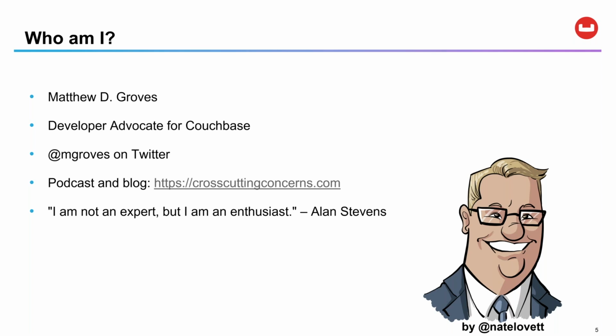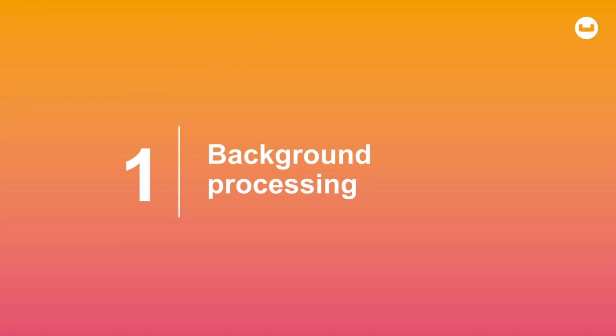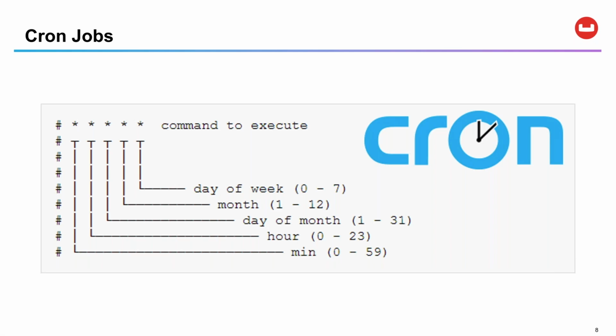All right, let's get on with it here, background processing. So let's go way, way back to the early computing days, and we'll talk about Cron. So Cron is time-based scheduling. Cron is a Unix command. In Windows, the equivalent is a scheduled task, and cloud providers have similar capabilities. There's like Azure Scheduler, AWS scheduled tasks, and so on.